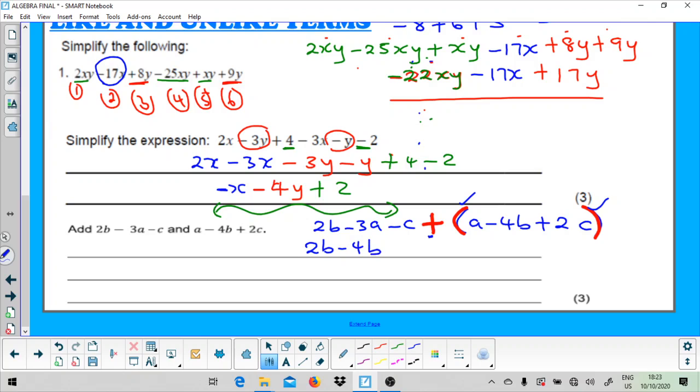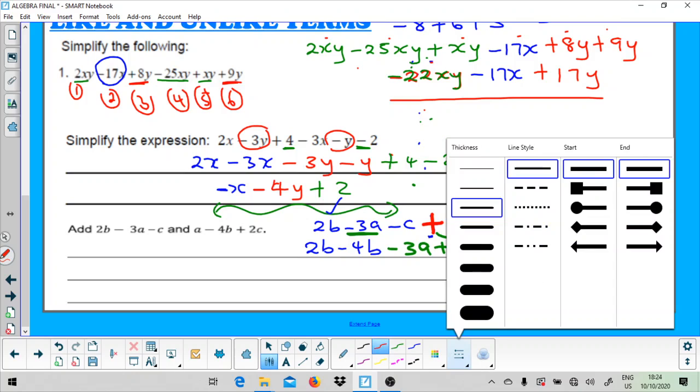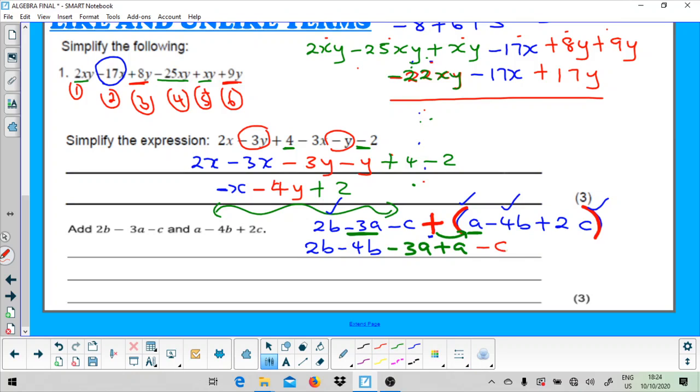The minus 4b, I think you're noticing that this one here and that one are like terms. And then negative 3a, let's write negative 3a here, and also this term here, and there is an a, it will be plus a. So I'm going to write it as plus a. Then there is c. When we handle c, we'll have to notice there is this negative c over here, and then we have plus 2c on the other side. And then we finish it off.